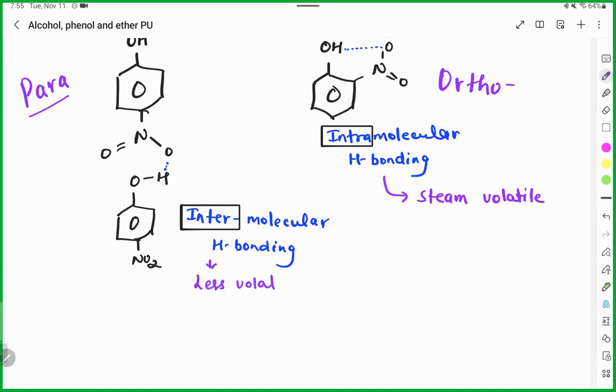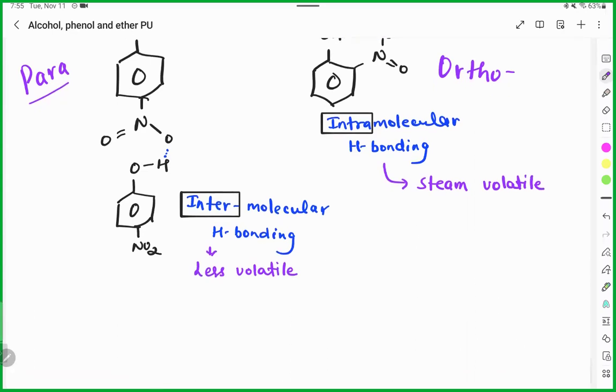What is the reason? Higher boiling point. And what is the reason for the higher boiling point? Because the bonds between two molecules are so strong, breaking the bond between them will be difficult. Any doubt? No, sir. Understood.